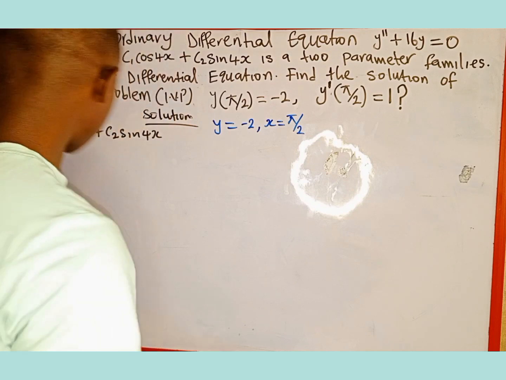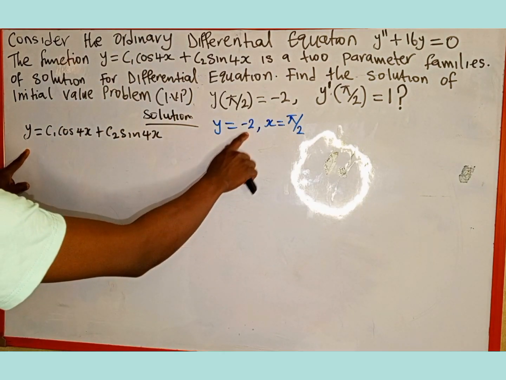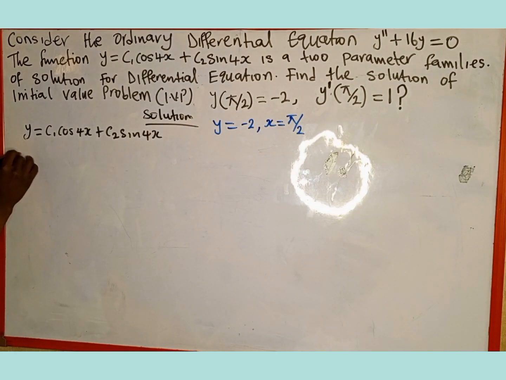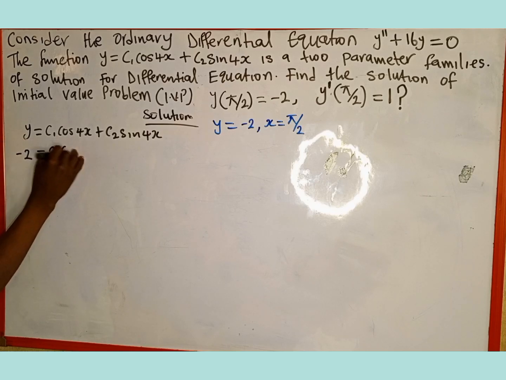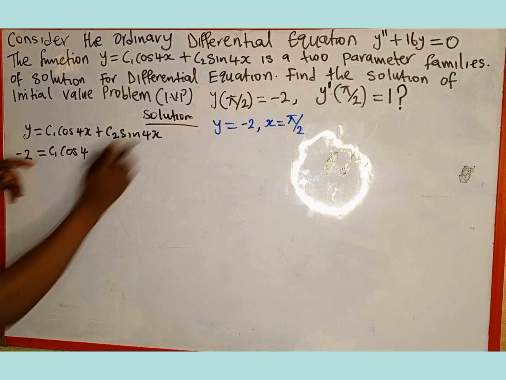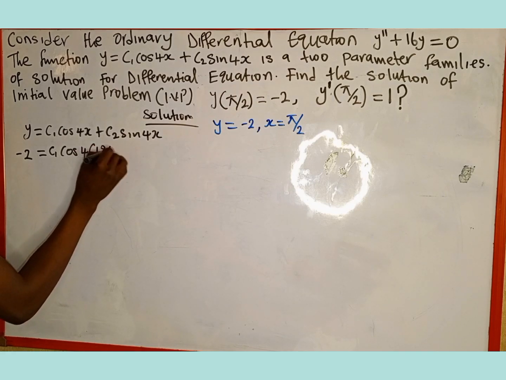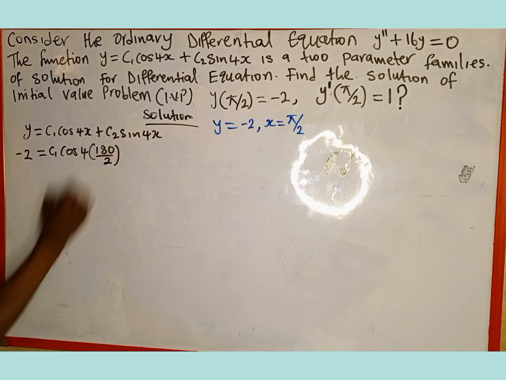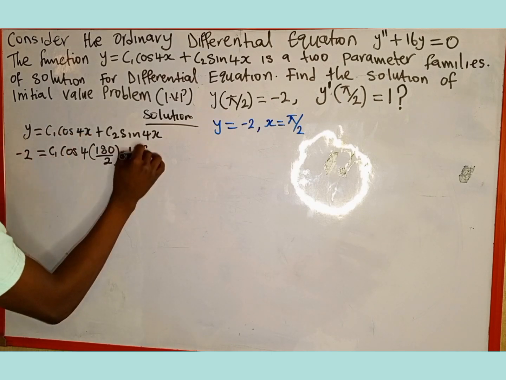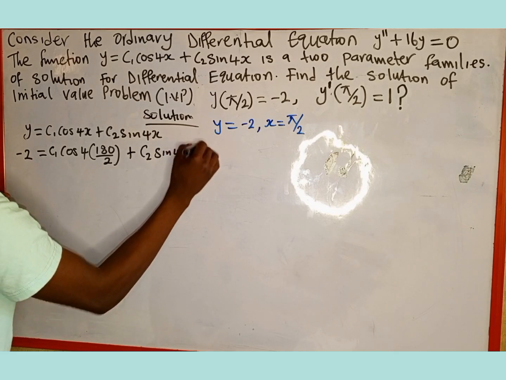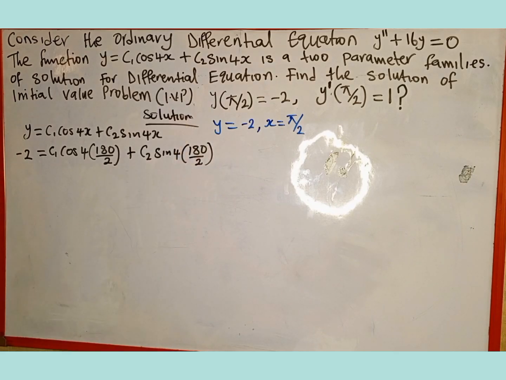So let's get started. From the question, the initial value problem gives y as -2. So we are going to have -2 in place of y, which is equal to c1 cos 4 times, in place of x, π/2, which can also be written as 180 over 2. This is the value of π. Then plus c2 sin 4 times 180 over 2. So we have successfully replaced x and y in the function.